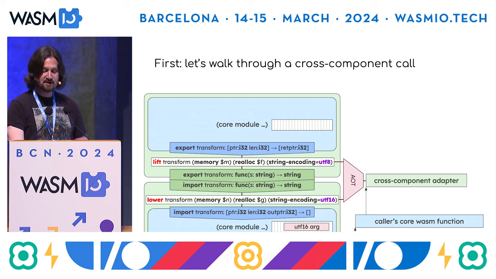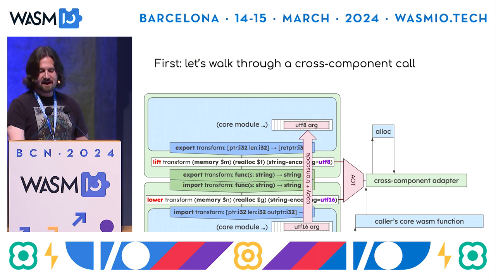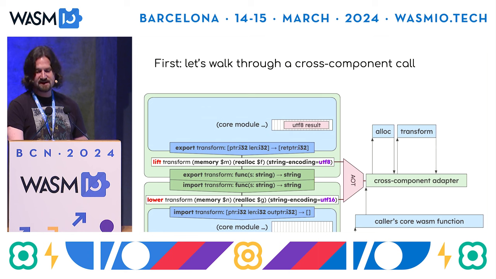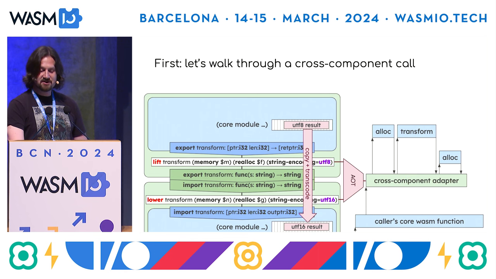This adapter starts by calling the allocation function of the callee to allocate a buffer and then does a fused copy and transcode of the UTF-16 into the UTF-8 arguments. Given this, the adapter now calls the transform function passing a pointer to this now UTF-8 argument. The transform function runs, produces the UTF-8 results, and returns a pointer to the adapter. The adapter now calls the allocation function of the caller, getting a buffer in the caller's memory, and does a fused copy and transcode of UTF-8 back into UTF-16 and returns the resulting string to the caller, now in the expected memory and the expected encoding.